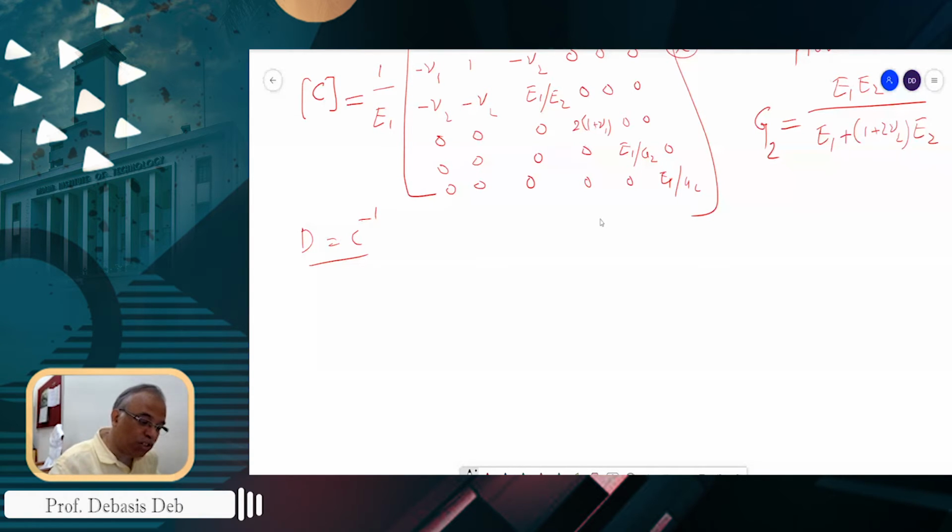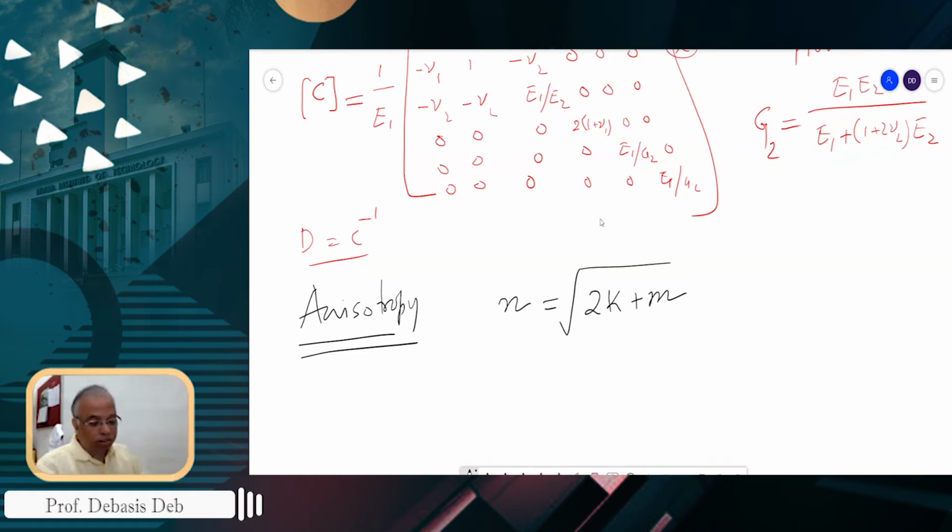One empirical equation on anisotropy is given for rock type material only. It is something like a parameter called n, you can just write it down: n equals 2k plus m. The author who has given this found it from experimental studies, semi-analytical and semi-empirical. He has given a parameter n that can represent the anisotropy, and it is given like this.